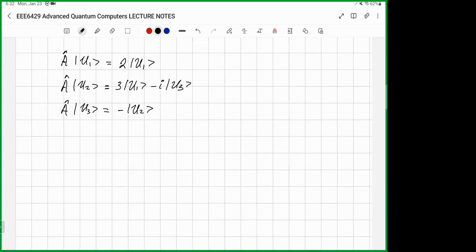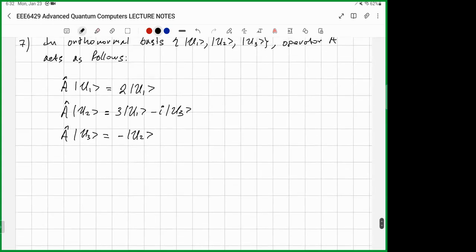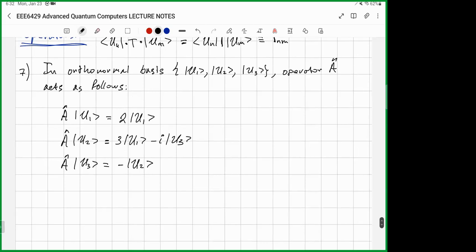u2. Okay, so this is the set of rules of the action of the operator A on an orthogonal basis u1, u2, u3. This is again just an example. This is not general, right? So this is just an example of what a particular operator A can do, these operations.